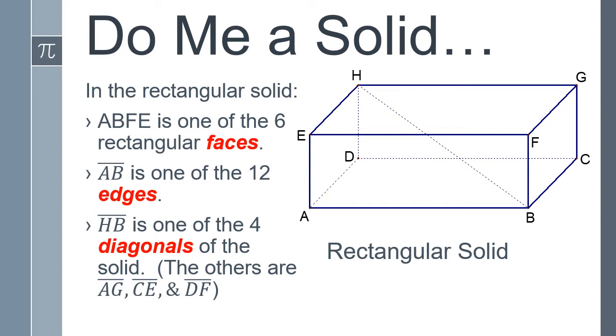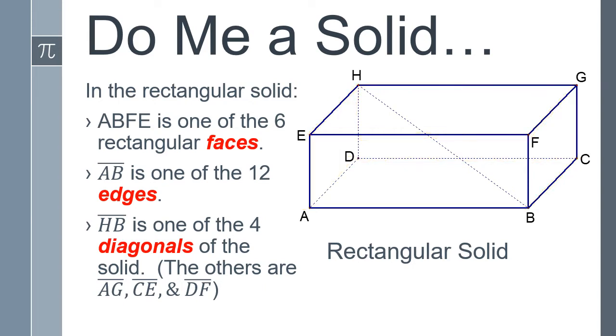A segment AB is one of 12 edges. Each of those segments forms an edge. So AB and then BC and then AD. Let's do a little highlighting with that. These would be the edges. Where each of the faces meets, that's an edge.